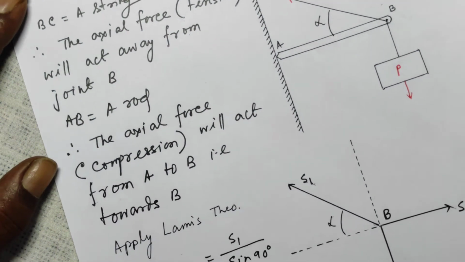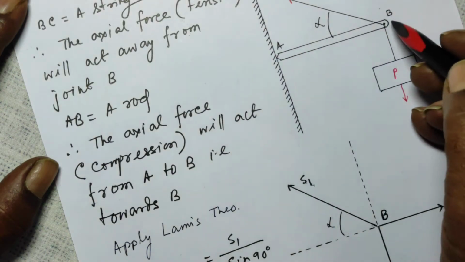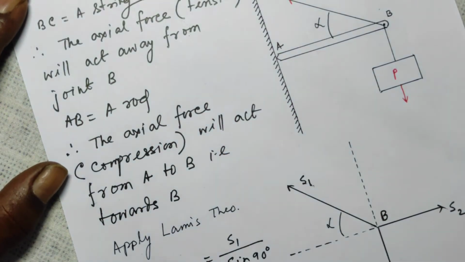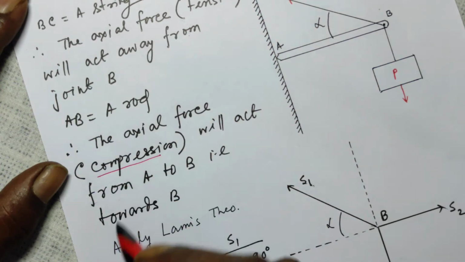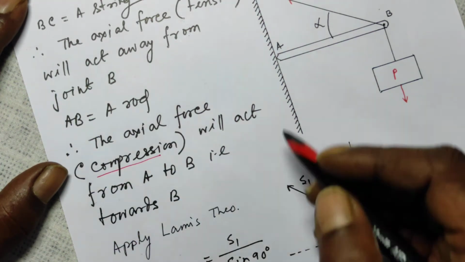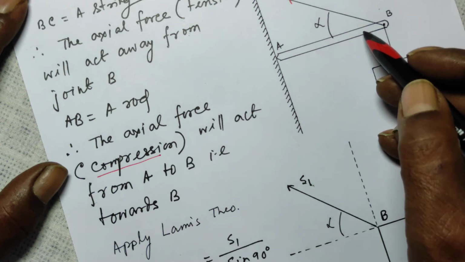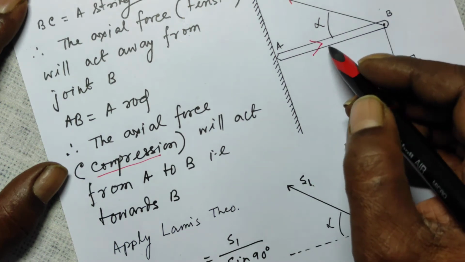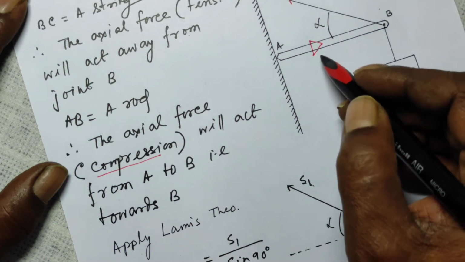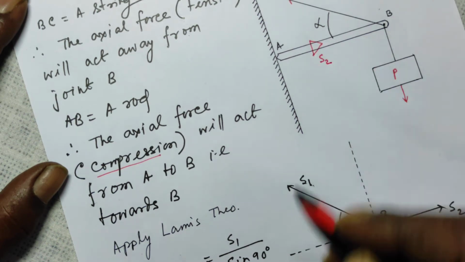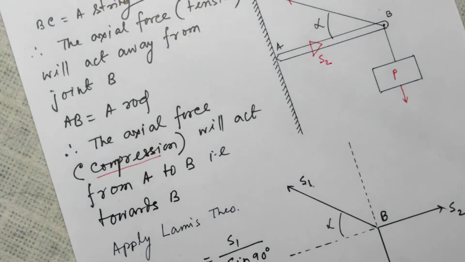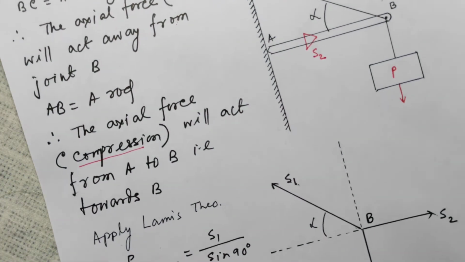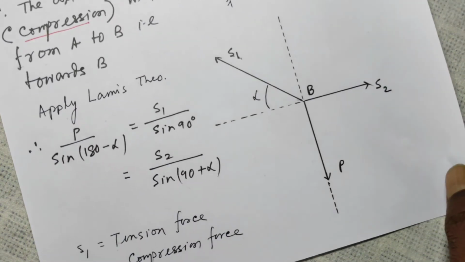Now, if you again look, AB is a rod. Therefore, the axial force, as you know from theory, will be a compression force. It will act from the point A towards the point B, meaning to this side, and let it be S2.